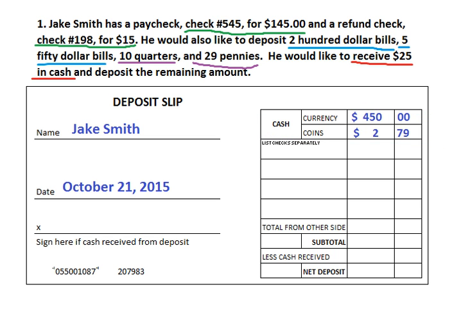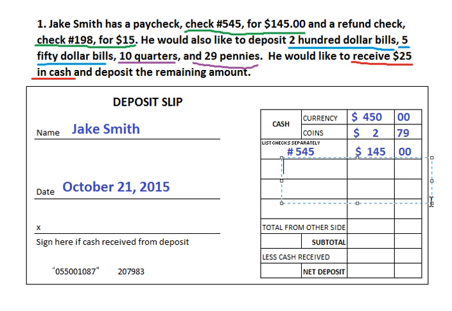Now it's time to start writing in the checks. So the checks I underlined in green. How many different checks are we going to have? Well, we're going to have two different checks. The first check is number, notice how I'm putting 545 right there because that's the first check that we have. And it's for $145 and 0 cents.